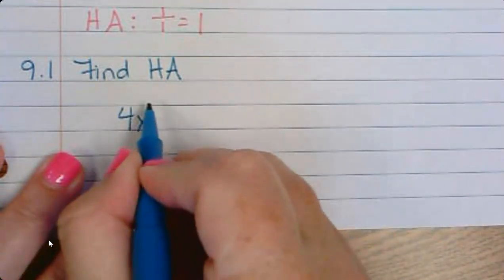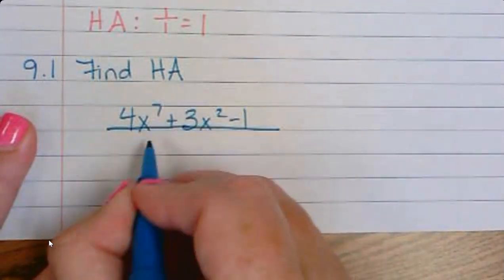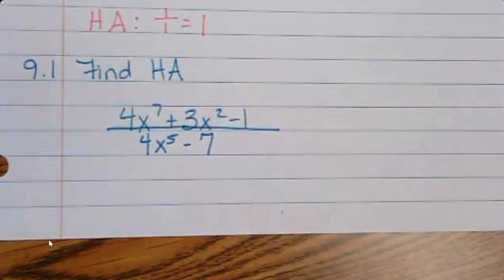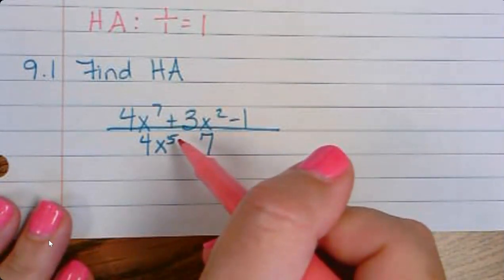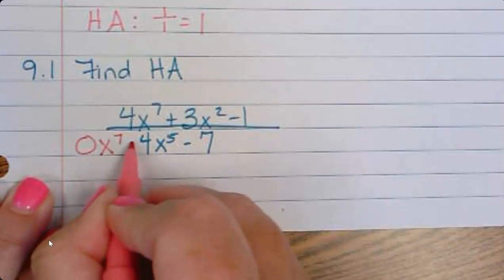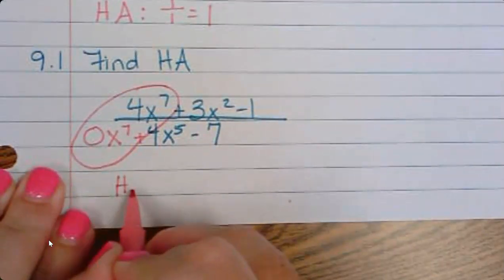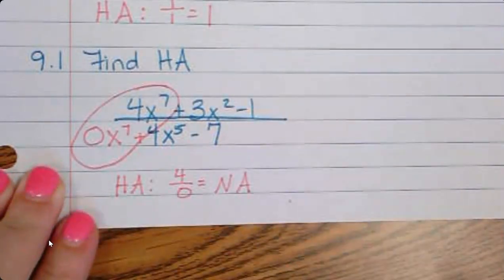So if I give you 4x to the 7th plus 3x squared minus 1, over 4x to the 5th minus 7. Now, remember the degrees or highest exponents need to match. Notice I have a 7 on top and a 5 at the bottom. They don't match. So remember, we're going to make them match. And we're going to add a 0x to the 7th. Now we have matching. So my horizontal asymptote would be 4 over 0, which is NA.